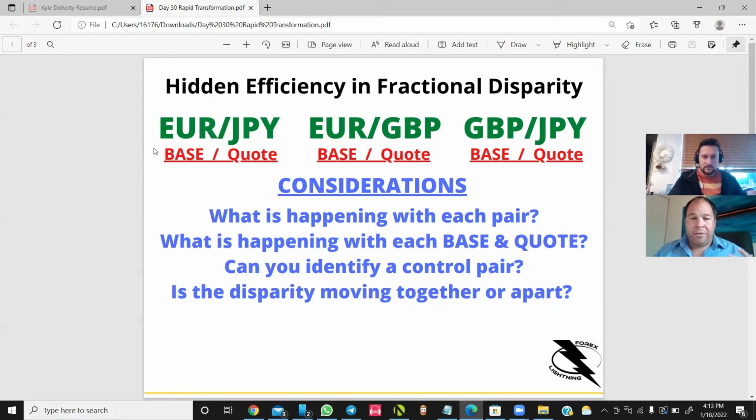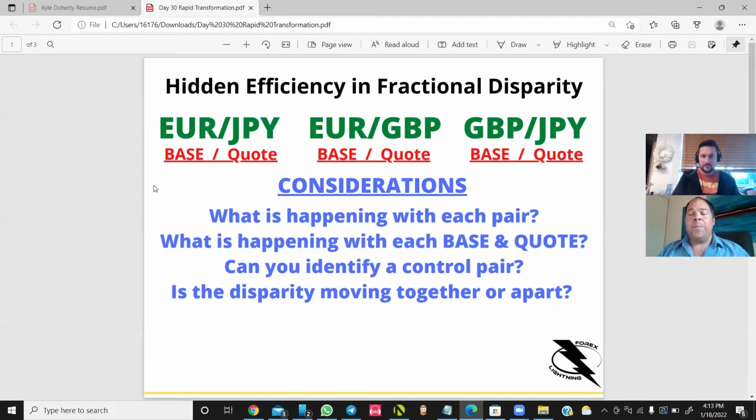So you have the euro yen, and the key with the euro yen is you have a base, which is your first currency in a pair, and then you have your quote, which is your second currency in a pair. So let's say you're looking at euro yen and pound yen. Well, there's a control pair in this instance. It's the third pair. It's almost like the third mind, and that's the euro pound.